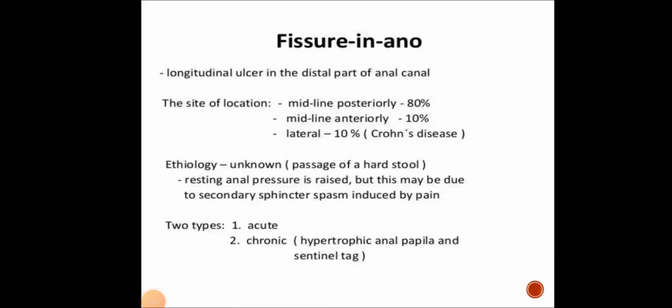Next, it is the fissure in ano. Fissure in ano. It is an ulcer in the longitudinal axis of the lower anal canal. It is a very common and painful condition.